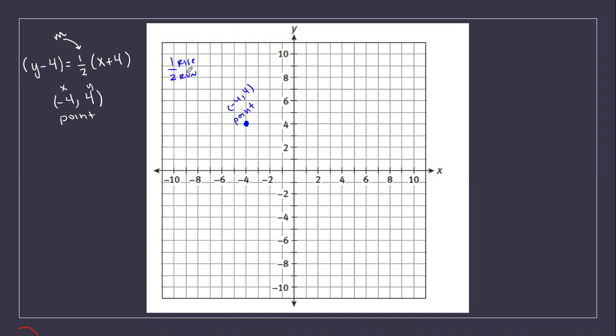Since this is positive, this is what I say: if it's positive, you're always going to rise up and you always run to the right to graph. So I'm going to rise up 1 from this point and run to the right 2. Rise up 1, run 2. And I could keep going, but I really don't need to. And then there's the line to my graph.